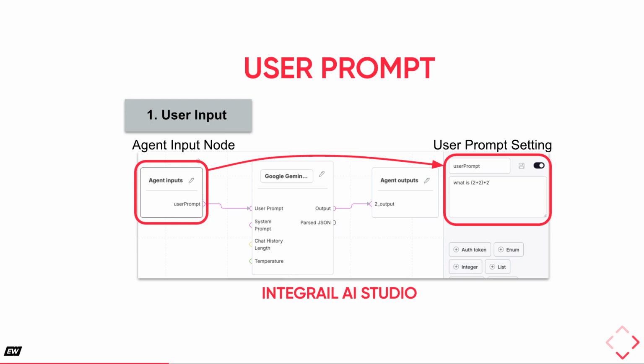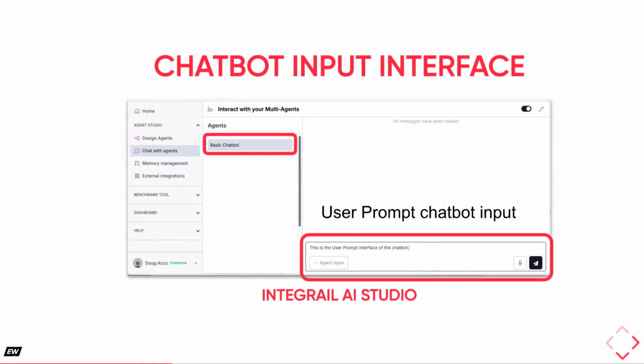During the design phase, Integrail AI Studio allows AI creators to test various user prompts to observe how the configured LLM with its established system prompt will respond. This slide presents the chatbot input interface in Integrail AI Studio. This is the interface an end user or an AI creator during testing would use to interact with the AI assistant. The highlighted area, User Prompt Chatbot Input, is the text field where the user types their message or question.